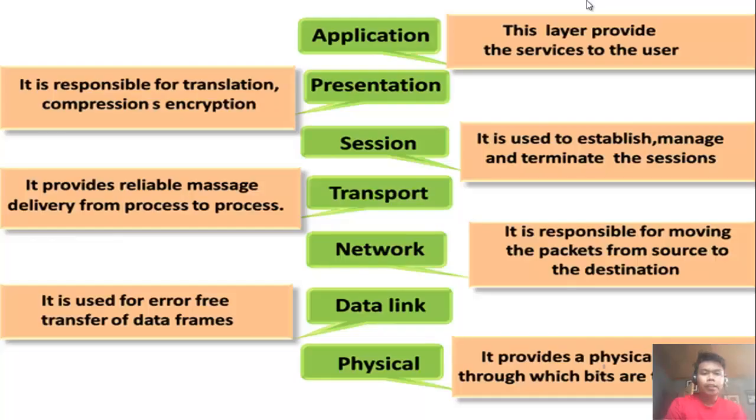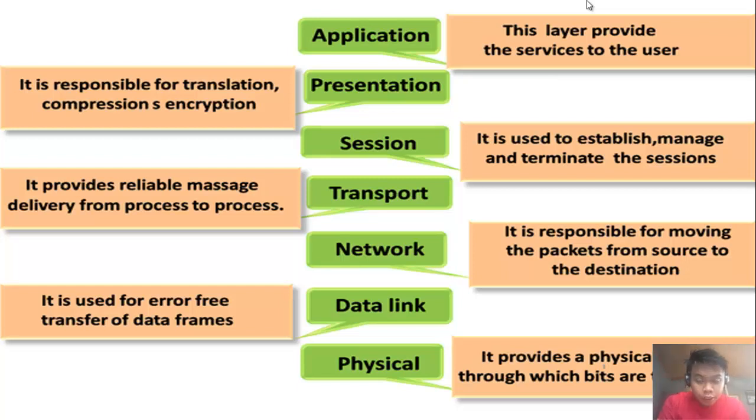So the next is the 7 layers of OSI. First is the physical. Physical means it provides a physical medium through which bits are transmitted. The next is the data link. The data link is used for error-free transfer of data frames. The next is network. It is responsible for moving the packets from source to destination.